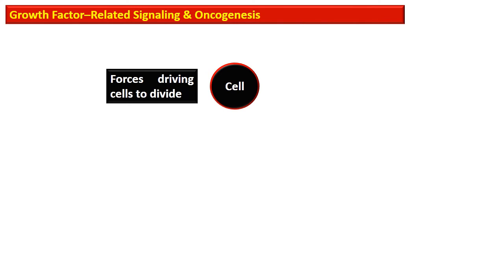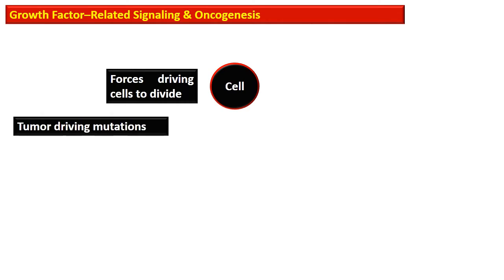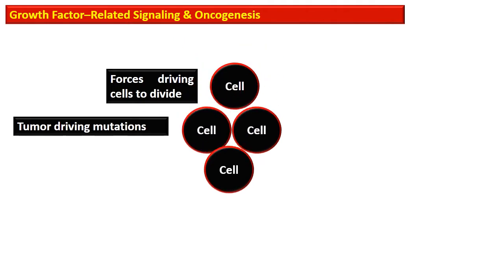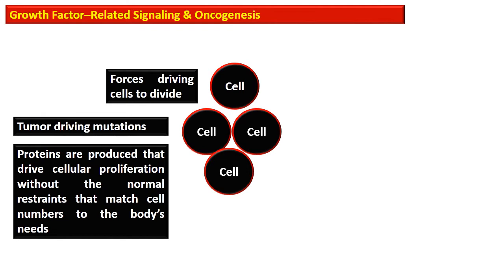When cells get rid of these regulators, or there are tumor driving mutations, there is proliferation of the cell, or division of the cell, that is not dependent on the regulators such as the growth factor and the signal transduction, etc. Actually, there are proteins that are produced, and these now drive cellular proliferation without the normal restraint.